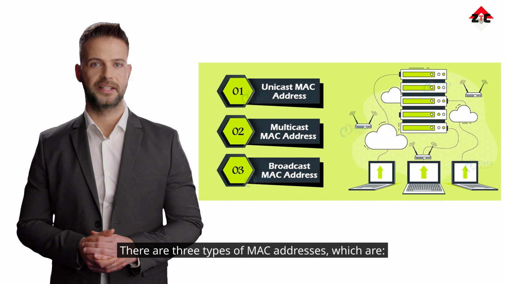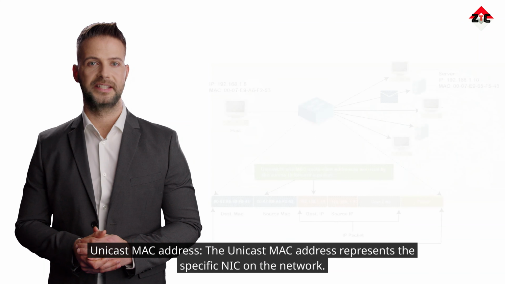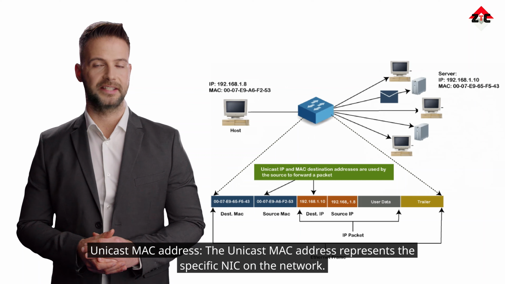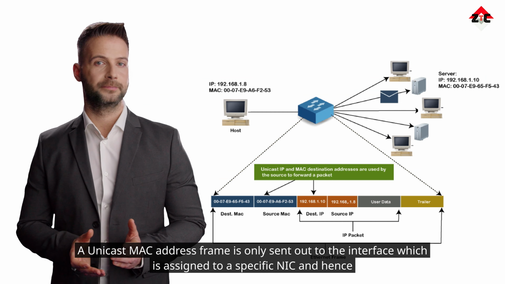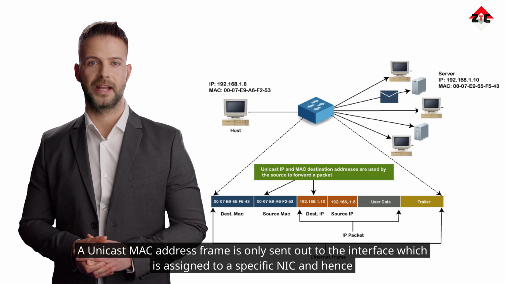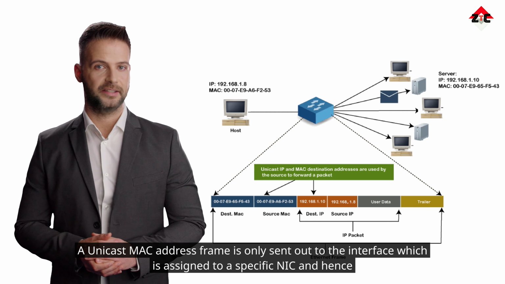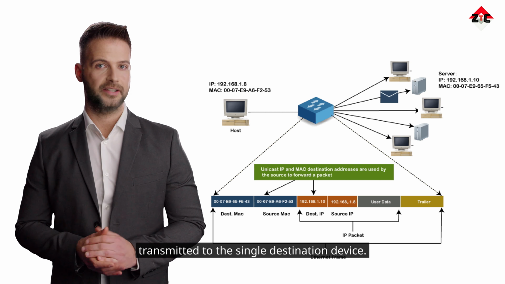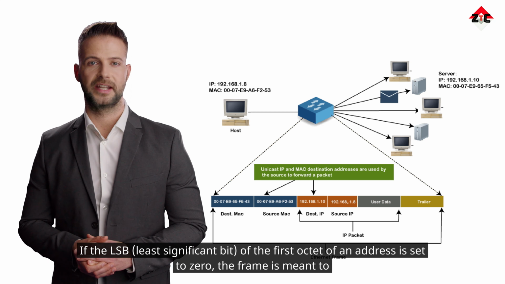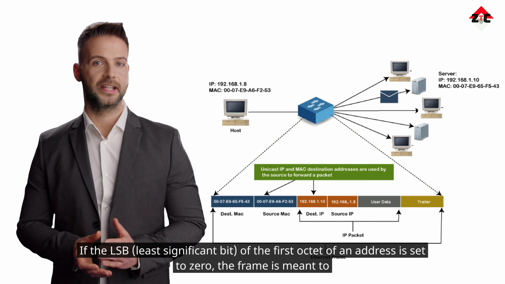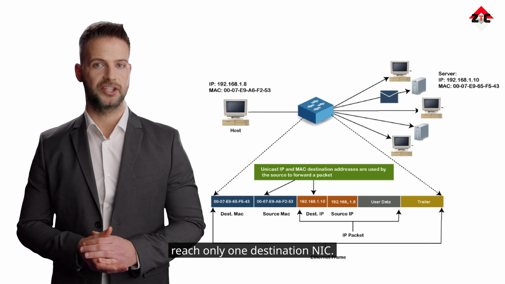Types of MAC address. There are 3 types of MAC addresses, the first being the unicast MAC address. The unicast MAC address represents the specific NIC on the network. A unicast MAC address frame is only sent out to the interface which is assigned to a specific NIC, and hence transmitted to the single destination device. If the LSB, least significant bit, of the first octet of an address is set to 0, the frame is meant to reach only one destination NIC.